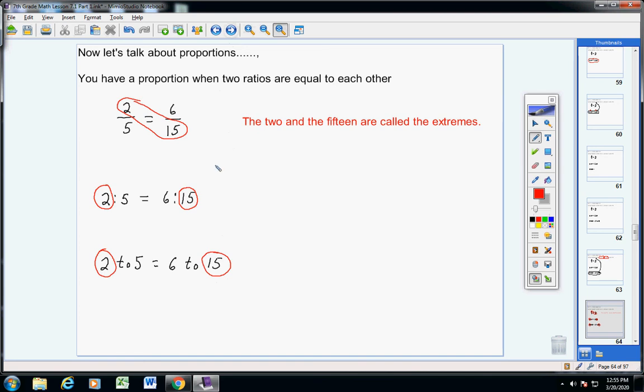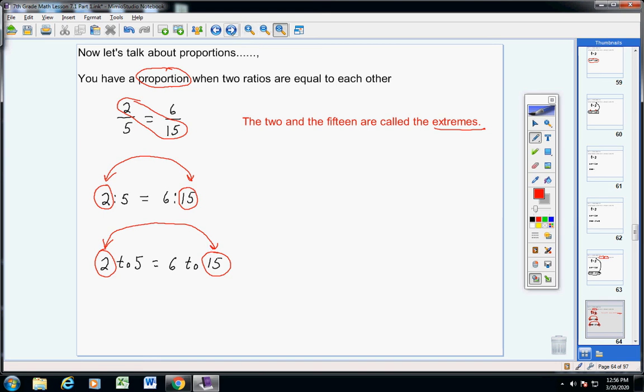Okay? Now, there's some more stuff I've got to show you. Let's take some really good notes. Please write this down. The 2 and the 15 are called the extremes. Please write that down. This is red letters here, and I've circled the numbers in red for you. Okay? So, when you have a proportion and your ratios are written as fractions here and here, this top number here and this bottom number here are called extremes. Or you can say the first number here and the last number here are called extremes. Please take really good notes on this. Please write all this down. I know I'm going fast, and I know you're going to have to pause the video a lot, but that's okay.